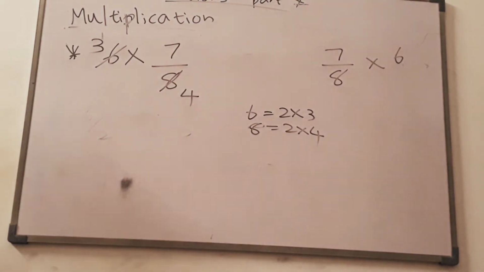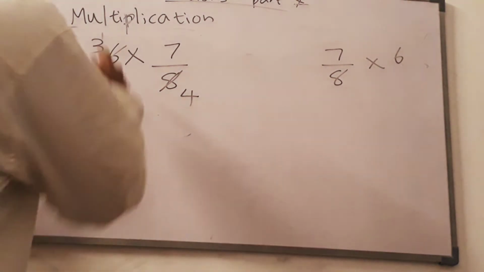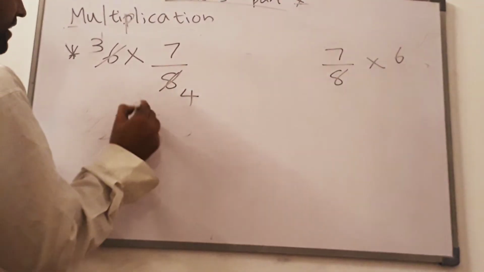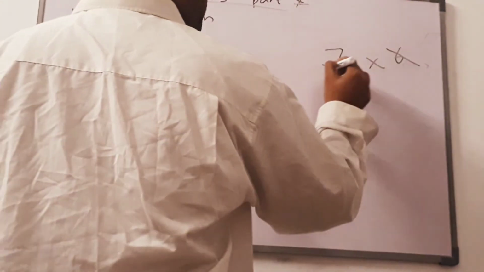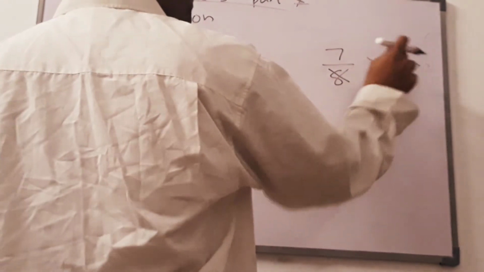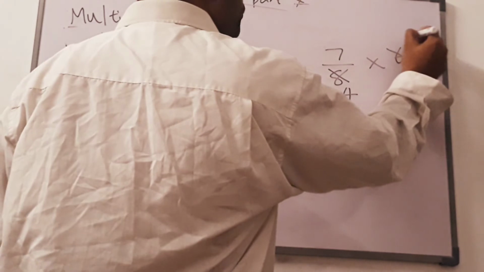With the help of this, now we can simplify. 3 times 7, 21 over 4. Here also 8 and 6 are both divisible by 2. Okay, 2 is a common factor to both 6 and 8. 2 times 4 is 8, 2 times 3 is 6. 3 times 7, 21 over 4.